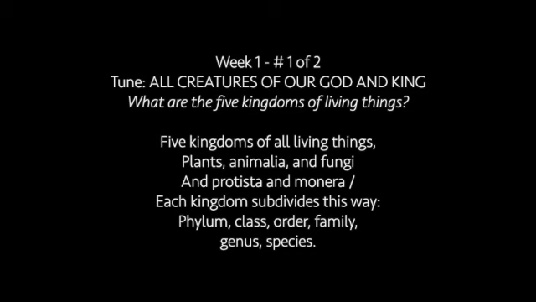5 kingdoms of all living things: plants, animalia, fungi, protista, and monera. Each kingdom subdivides this way: phylum, class, order, family, genus, species.